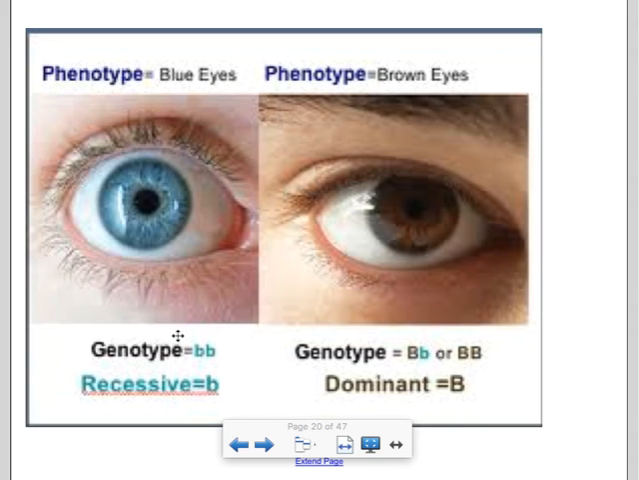Okay, so I don't want to say imaginary letters, but these are just letters that we use to describe that phenotype. So that's considered the genotype. Recessive, blue, lowercase letters, in this case, little b, little b. Brown eyes are dominant, so as long as you have a big B in your genotype, then you'll have brown eyes. So we have big B, little b, or big B, big B.